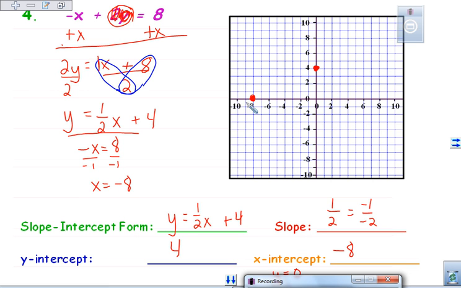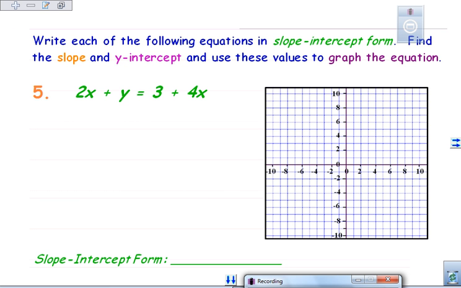There's our y-intercept. Our slope is up 1, forward 2, up 1, forward 2, up 1, forward 2. And then we can connect the dots. Try number 5. Please pause the video while they work.